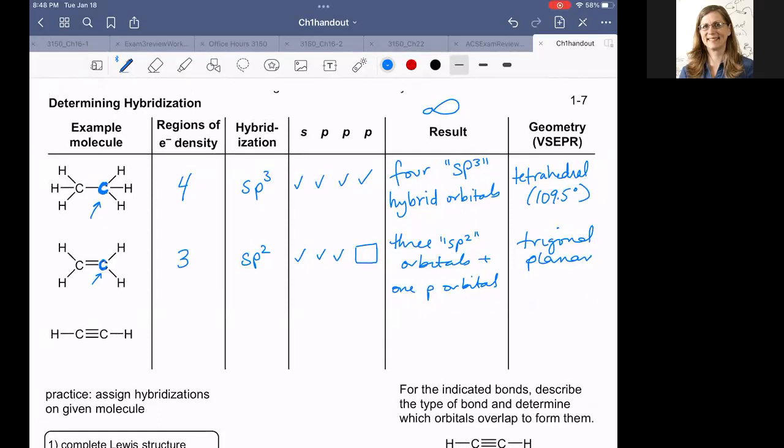So this is going to be trigonal planar. When we compare these three bond angles, it's going to be 120 degrees.